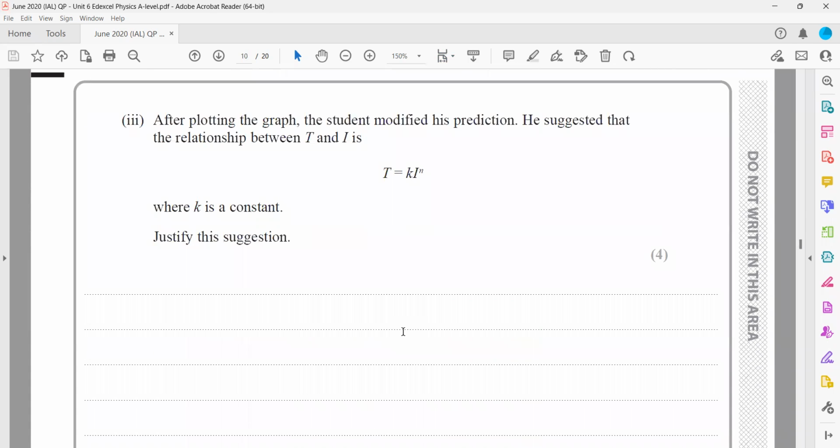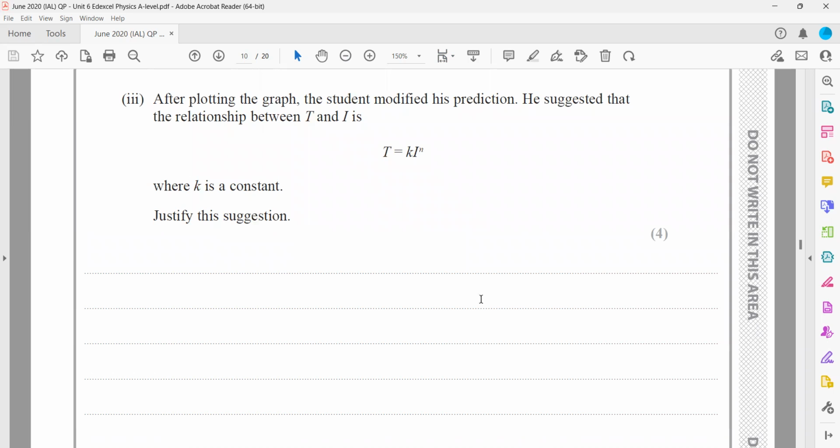After plotting the graph, the student modified his prediction. He suggested that the relation between t and I is this, where k is a constant. Justify this suggestion. Now, how can we justify this suggestion?